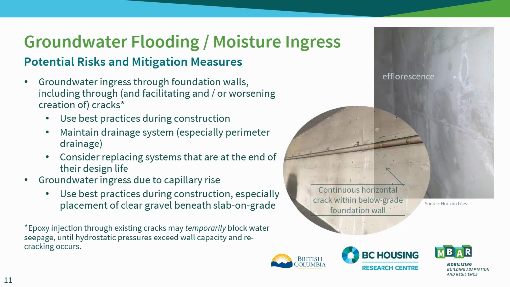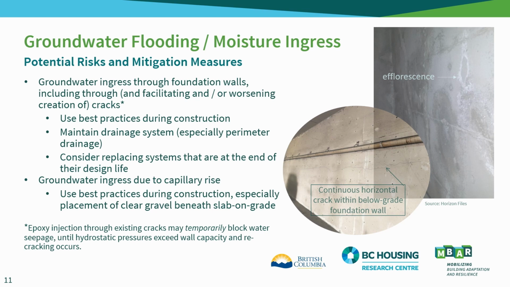The circular photo shows an example of a horizontal crack in a foundation wall, which indicates that the wall's structural capacity to resist exterior soil pressures has likely been exceeded at some point in the wall's loading history. Note that this hairline crack has been edited in the photo so that it can be appreciated.